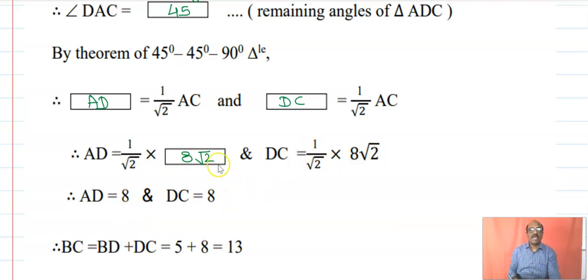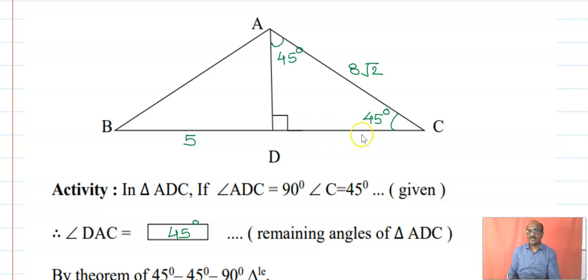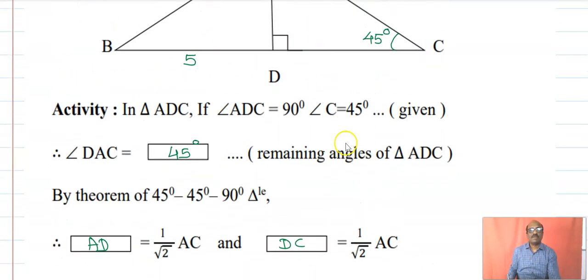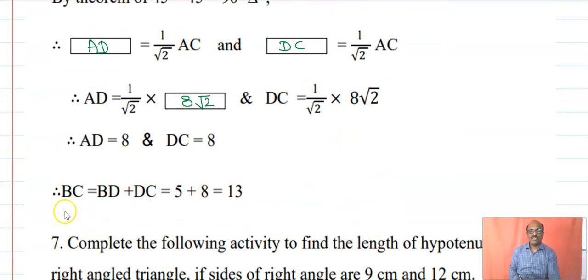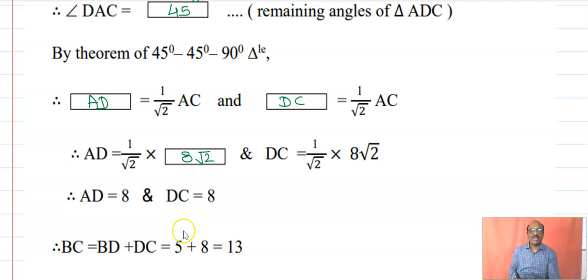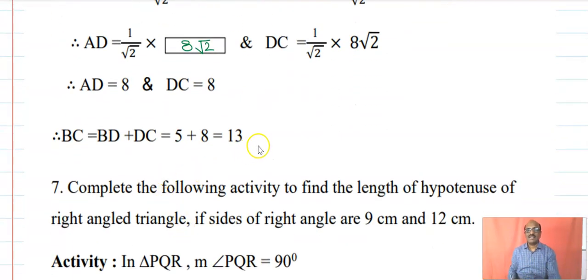As AD is 8, and DC is equal to 8. Therefore, we want to find out BC, and BC is equal to 5 plus 8, and that is equal to 13.